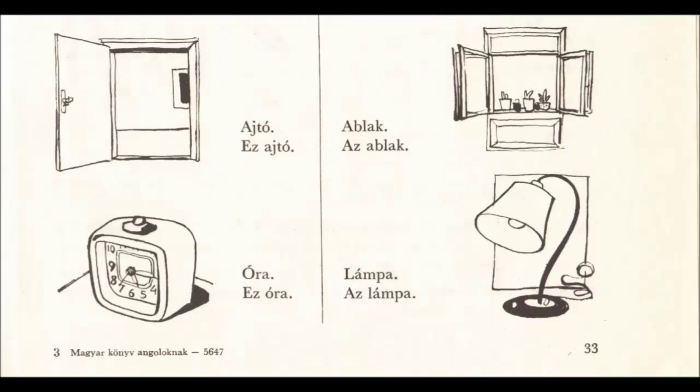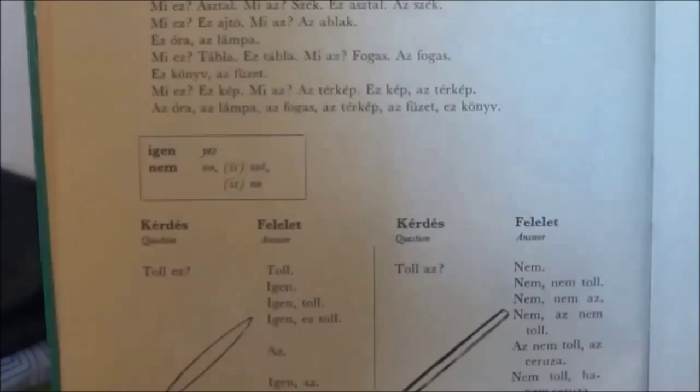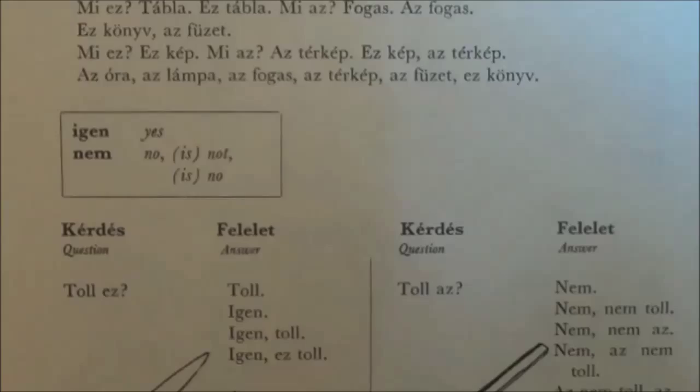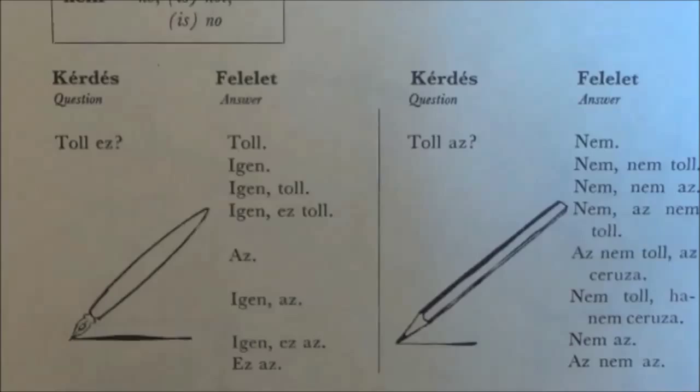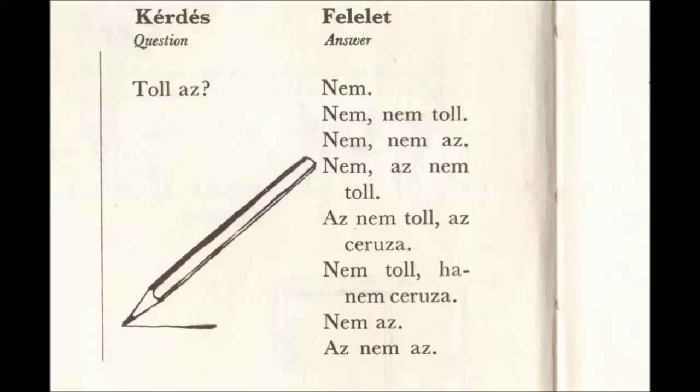Okay. So we could practice the words. Mi ez. Asztal. Mi az. Szék. Ez asztal. Az szék. And then the word for yes, it's igen. And the word for no, nem. And you have a pen. So you could say toll ez. Toll. Is this a pen? Is that a pen? Toll az? Nem. Nem toll. Nem az.